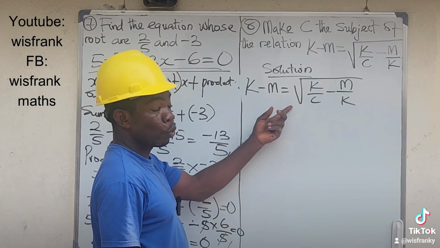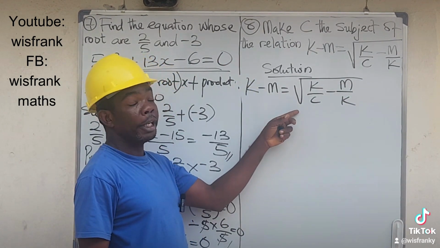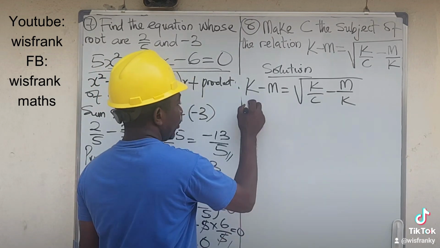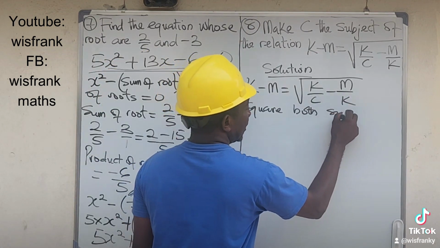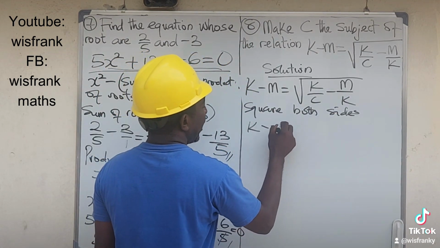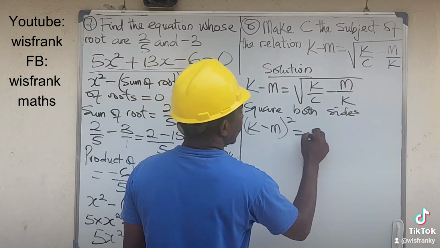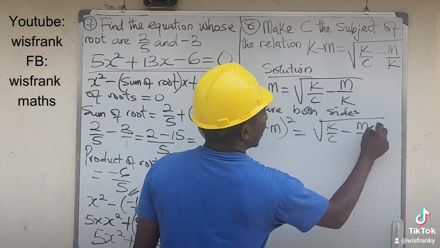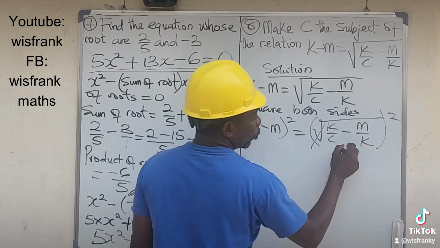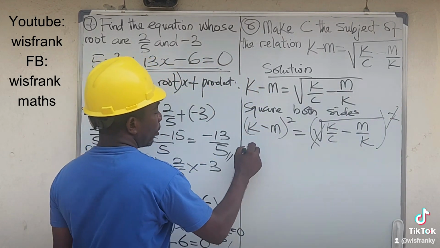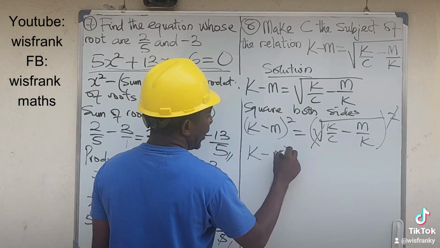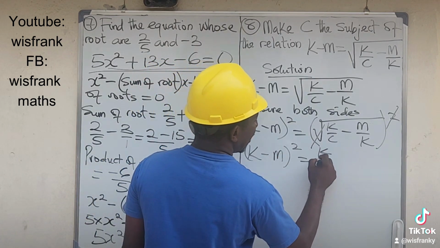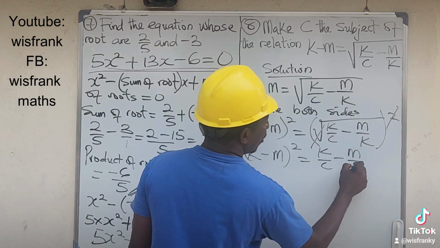So we have a square root here. What we need to do to eliminate the square root is to square both sides. So we say square both sides. This will become k minus m all squared equals the square root of k all over c minus m all over k, all squared. So in this case, the square root will cancel the square here. We'll have k minus m all squared equals k all over c minus m all over k.